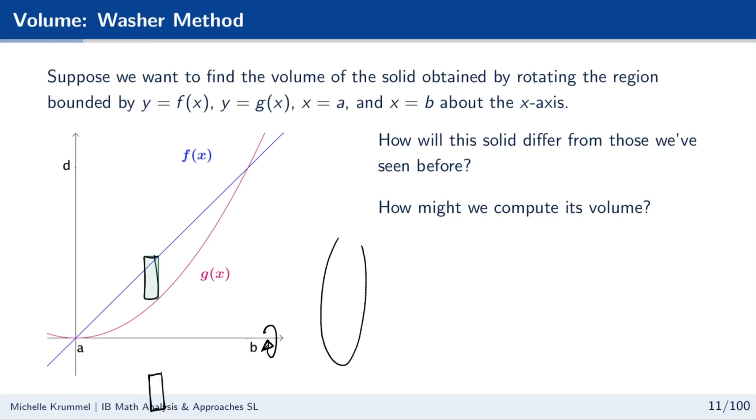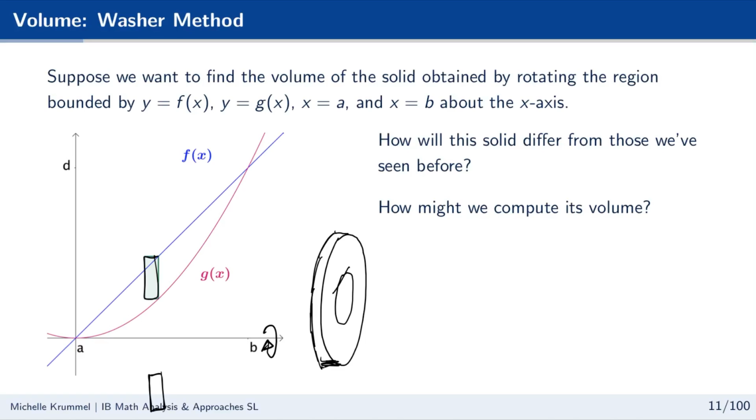Well, we should be seeing a circular disc, except that there's a hole in the middle of it. There's this hole there, and it's got some thickness to it, whatever the thickness of that rectangle was. So we don't call this a disc, we call this a washer. It's like a disc, but it's got a hole drilled through the middle of it. This is a washer. And we want to find the volume of this.